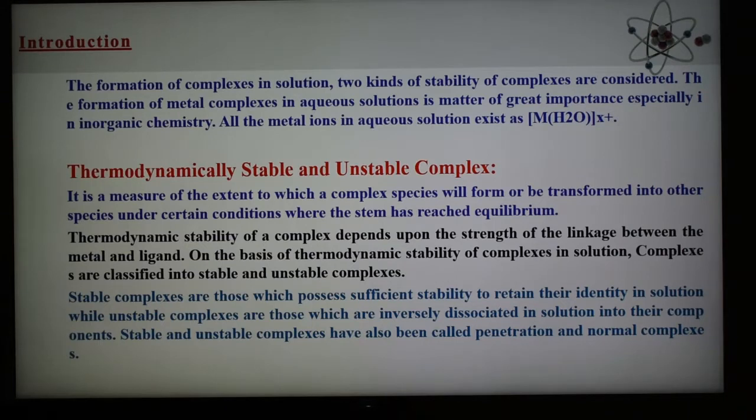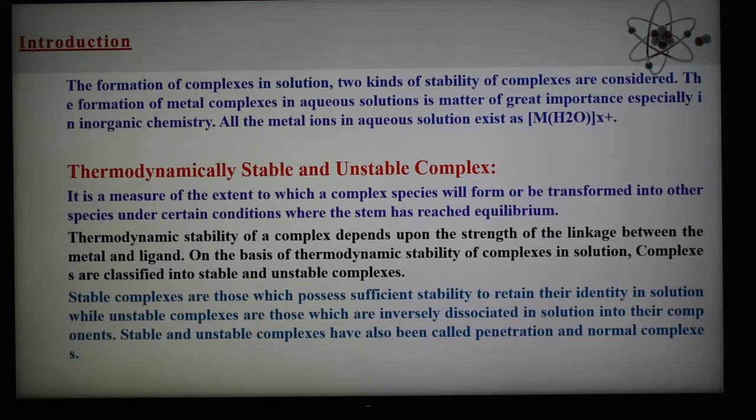Now we are going to see what is meant by thermodynamically stable and unstable complexes. Thermodynamic stability is a measure of the extent to which a complex species will form and be transformed into other species under certain conditions where the system has reached equilibrium. The stability of the complex depends upon the strength of the linkage between the metal and the ligand. We can also say it is the amount of association between the metal and ligand that occurs in the solution at equilibrium.